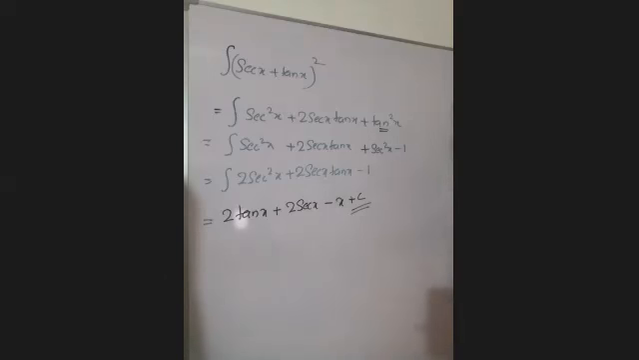Sir, how did the 2 come? 2 sec squared? Here. 2 sec squared x is the addition of these two. Okay. Right? Okay. Yes, right.